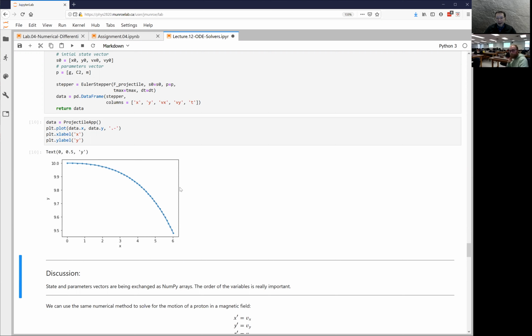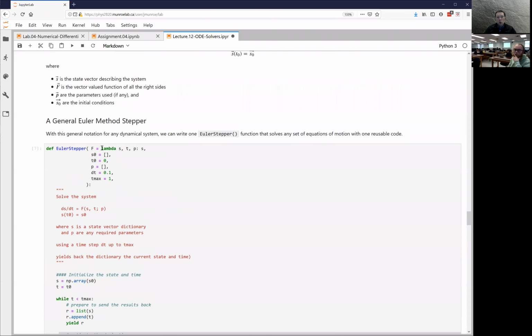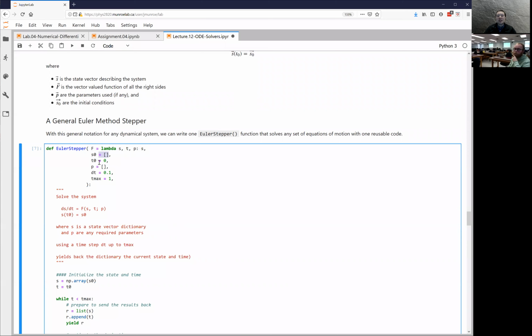There's a question in the chat that asks, what is the purpose of lambda in the arguments given to the stepper? Whenever we're defining a function, anything here on the right are defaults, things that we haven't given it just to make it work. And what I'm doing is defining a default value for f, which is a simple function. And the function is, given the vector s, t, and the vector p, give back s. This is a default, so that if I didn't put in any equations, if I didn't provide a function, the system would just choose this as the default.